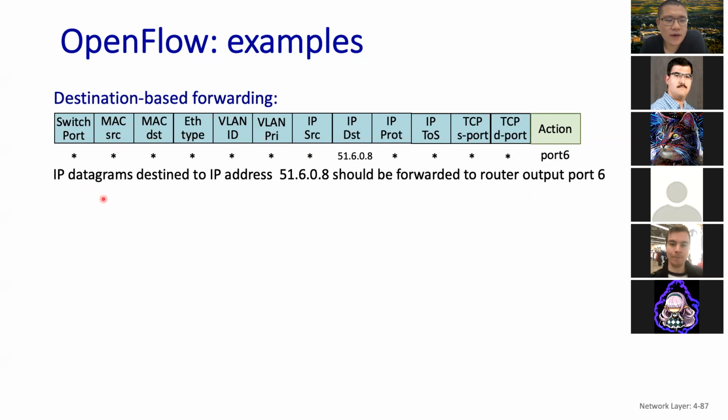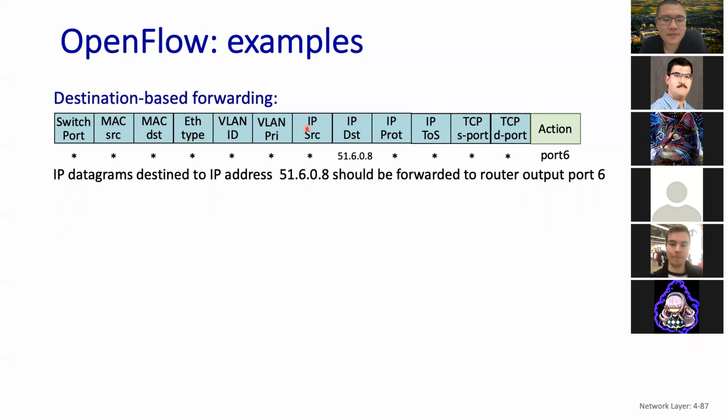So you give different information in the different entries, for example, these rows, right? And if you only put the IP address and the action as port 6, what does this mean? This means that IP datagrams destined to the IP address you wrote here should be forwarded to router output port 6. Okay, so this is the easiest, most straightforward forwarding, based only on destination IP address.